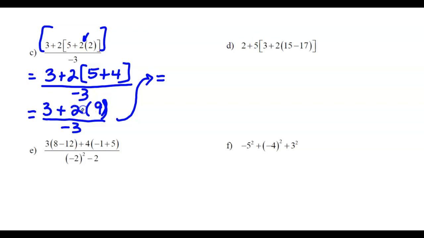Now we have that multiplication there. So that's going to be 3 plus 18. Still got to finish the numerator. That's 21. And now we can divide 21 by -3 and get -7. So lots of steps for that. So check through your work.